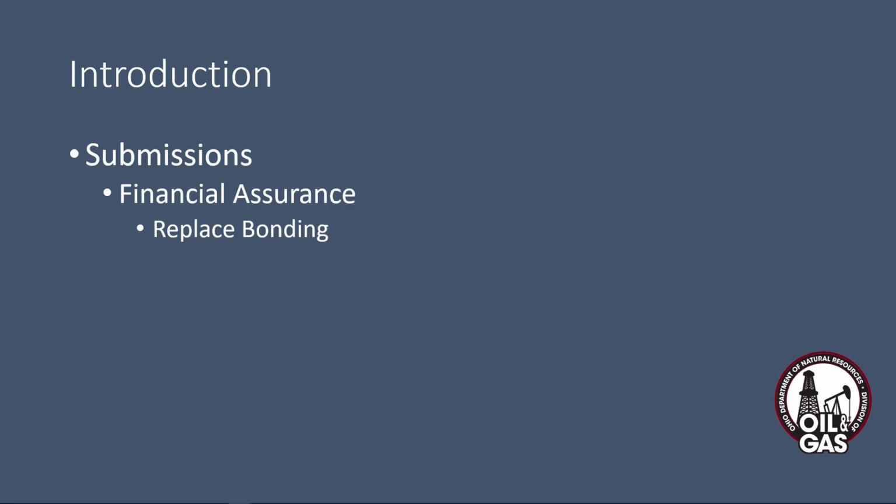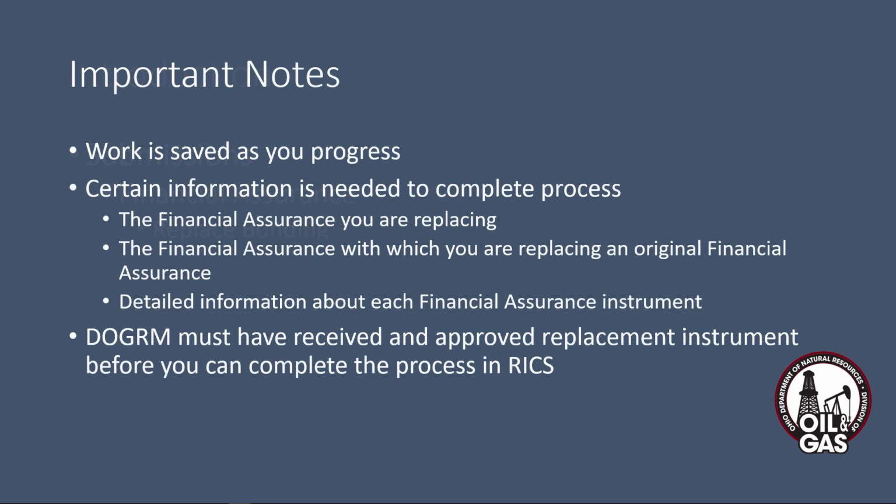A new bond application must be added and approved first, and then the replacement bonding process can be initiated to request replacing one bonding instrument with another. It will take approximately 30 minutes to complete the bonding application. Your progress is saved as you move through the process, so you can stop and return to the submission later by going to the Financial Assurance view and selecting the Not Submitted tab.